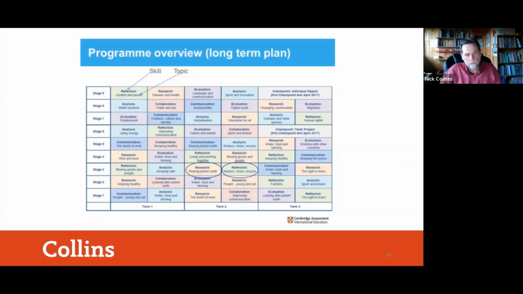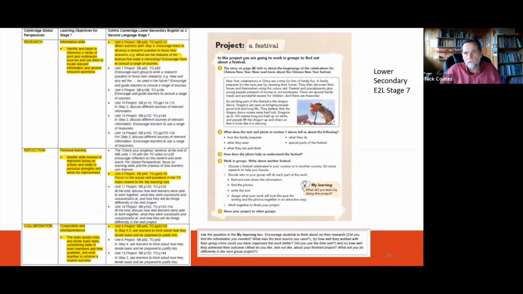Let's look at the next example, which is more detailed. Yes, this is another lower secondary English second language. It's a stage 7.